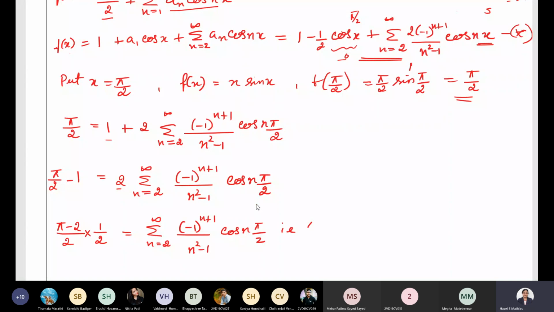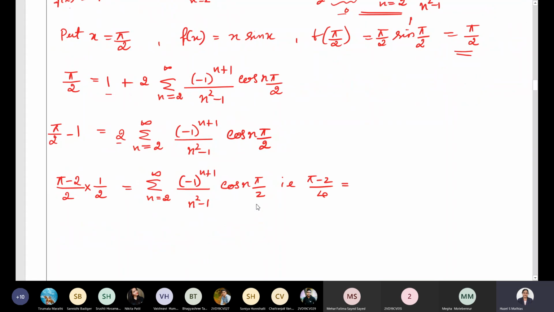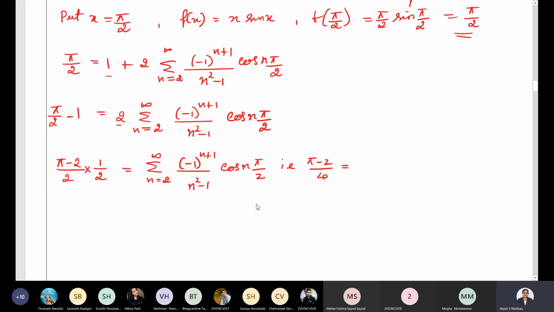That is (pi minus 2) by 4, that is equal to, now next, that is equal to what we have over here. Expand this and give different values for n. What happens then? We will have over here summation n equal to 2 to infinity, minus 1 power n plus 1 divided by n square minus 1, cos n pi by 2.